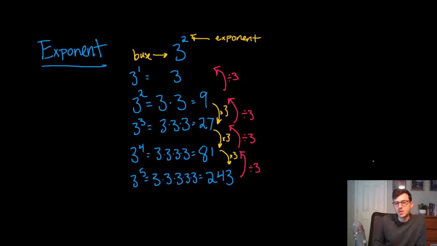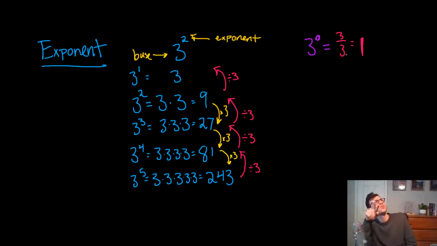This starts to get real interesting when we introduce this next concept. So special it deserves its own color. What if I go one more time up? 3 to the 0. Well, if we keep following that pattern, it should just be 3 divided by 3. And 3 divided by 3 is 1. Wait, so you're telling me that 3 times itself 0 times is not 0, but 1? Yeah, that's exactly what I'm telling you.